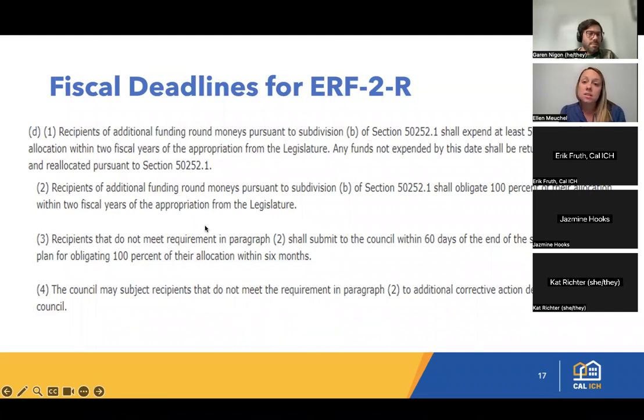As you can see, there is a 50% expenditure deadline within 2 years, and that is June 30th, 2024. If the 50% deadline is not met, any remaining funds need to be returned to Cal ICH. Our hope is that that does not occur. In our first ERF 1 deadline that had very similar language, none of our grantees were in this situation. I highly attribute that to the supports provided by Home Base, as well as the added support from Cal ICH. There's a lot of kind of people in the wings helping to support and meet these deadlines.